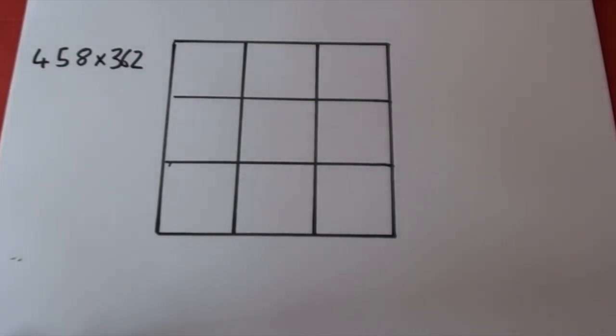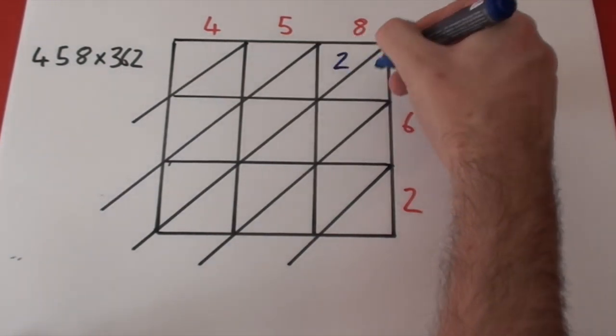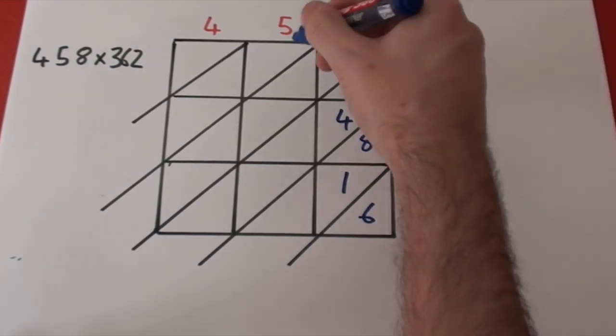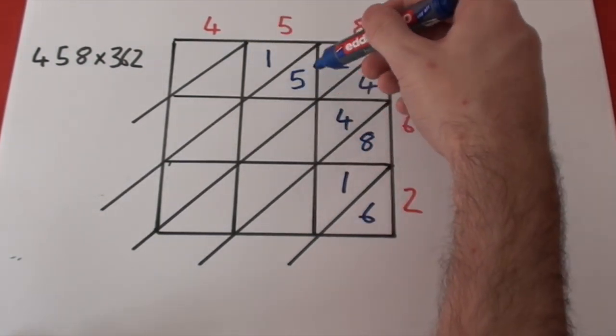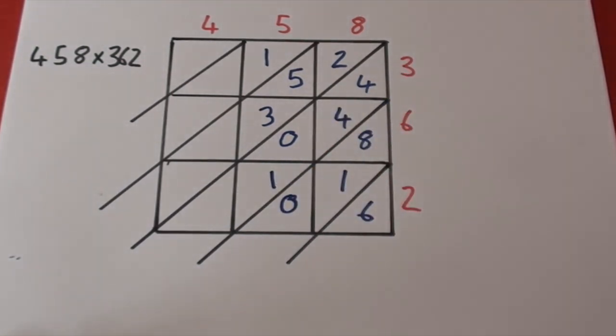Our next number is 3 digit by 3 digit, which is 458 times 362. We draw a 3 by 3 grid, 458, 362, write it round and draw in your diagonals. So 8 times 3 is 24, write that in. And we go around doing our multiplication as so. Notice the tens go in the top half and units go in the bottom half. Once we've done the final column, we're going to add up our diagonals.